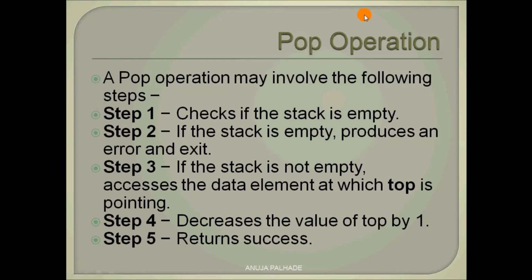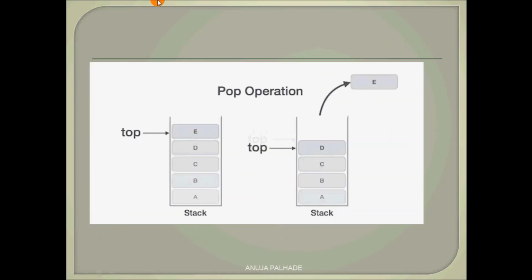Before removing the item from the stack, what do we have to do? First, check if the stack is empty. Step 2, if the stack is empty, the procedure shows an error or it will exit. But if the stack is not empty, it accesses the data element at which top is pointing. And then decrease the value of top by 1 and return success.